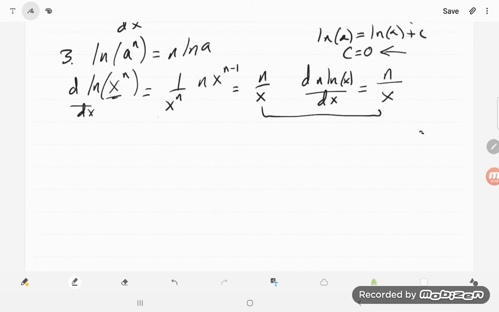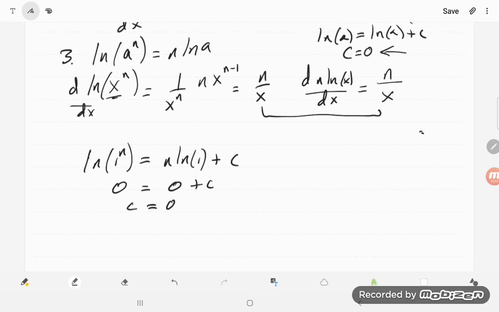Okay, so we'll try that with natural log of 1 to the n. We know that that is equal to n times natural log of 1 plus an arbitrary constant. But 1 to the n is 1, natural log of 1 is 0, so we get 0 equals 0 plus c. So once again, c must be 0. Okay, and there we go.